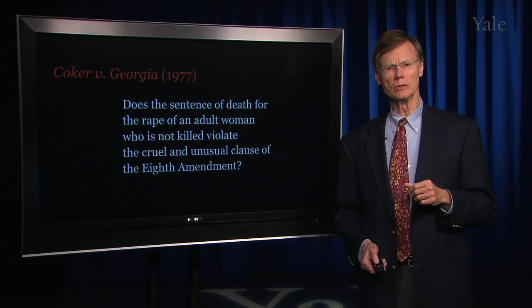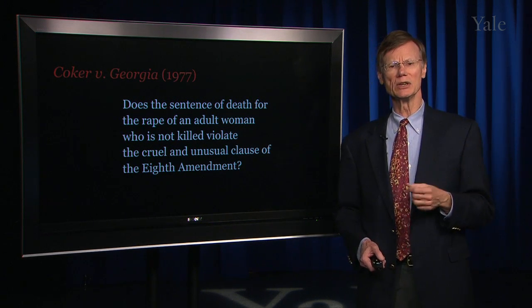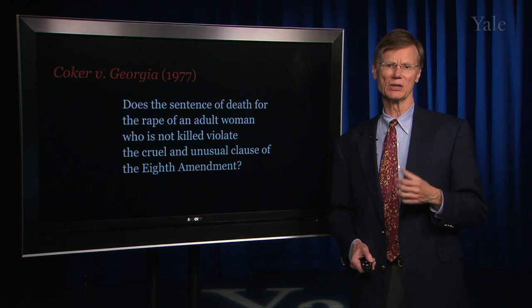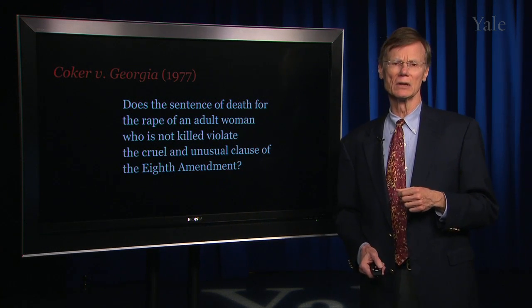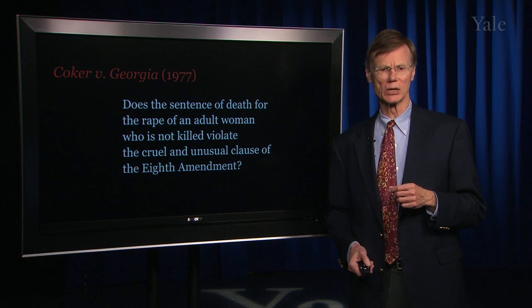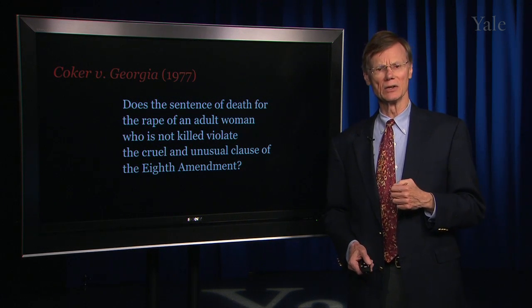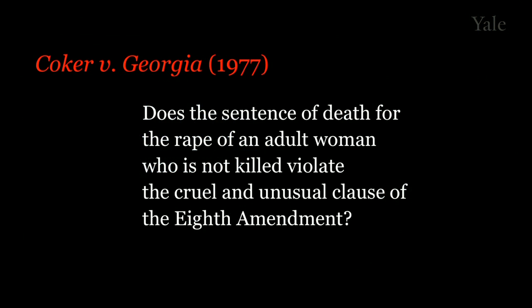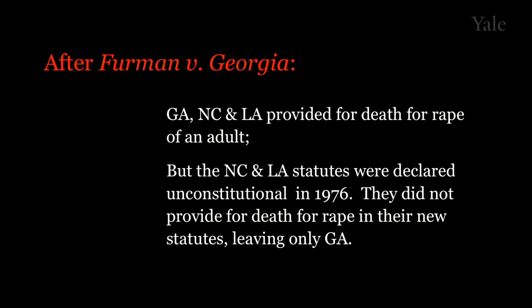The court next turns to the question of whether crimes that don't involve a homicide are subject to the death penalty. Very soon after the 1976 cases, the court looks at Coker versus Georgia, and the question presented there to the Supreme Court is whether the sentence of death for the rape of an adult woman violates the 8th Amendment's cruel and unusual punishment clause. It's important to note adult woman, because even after the court decided this case, there remained a question about whether or not sexual abuse or rape of a child might be eligible for the death penalty.